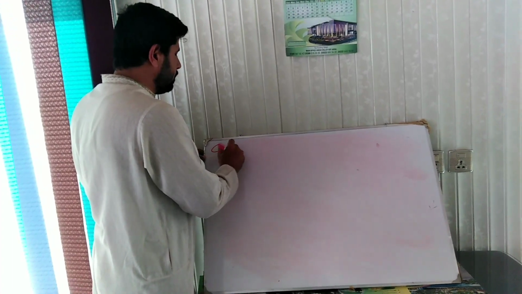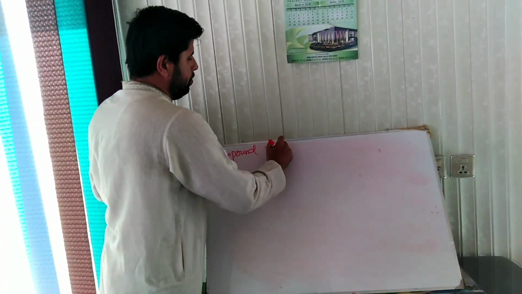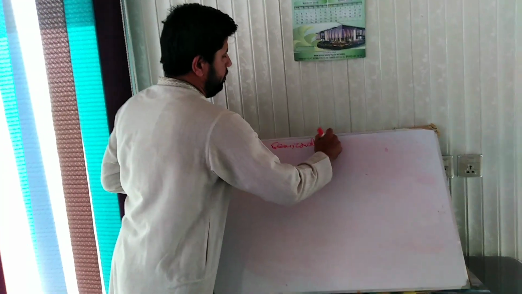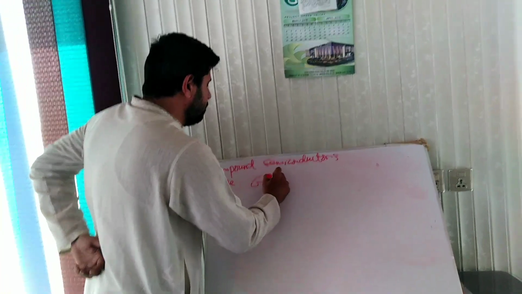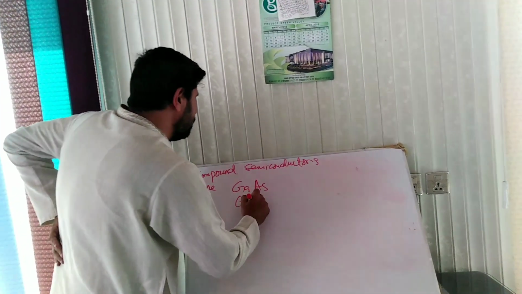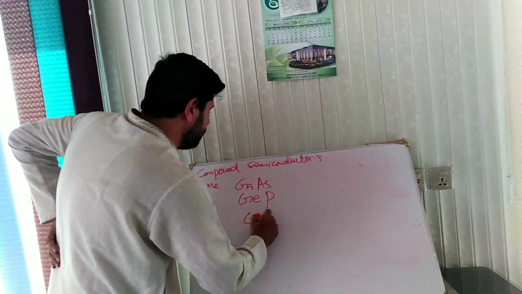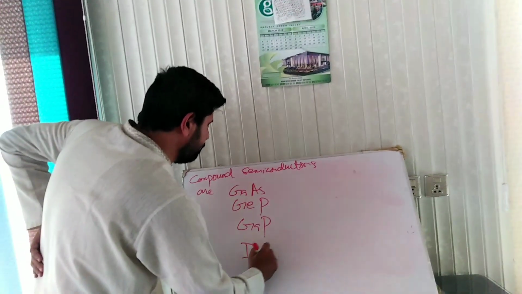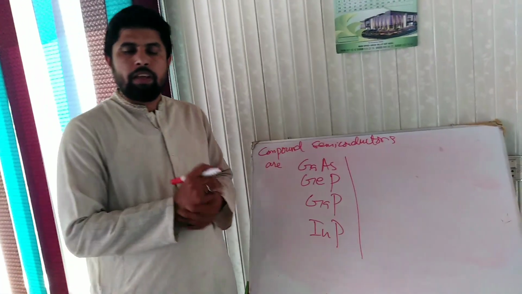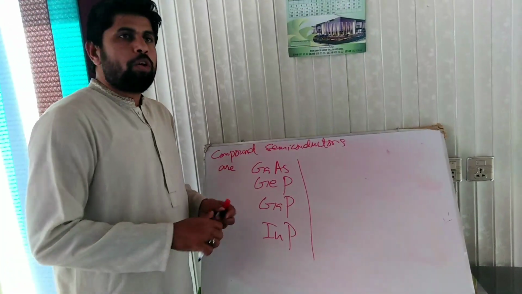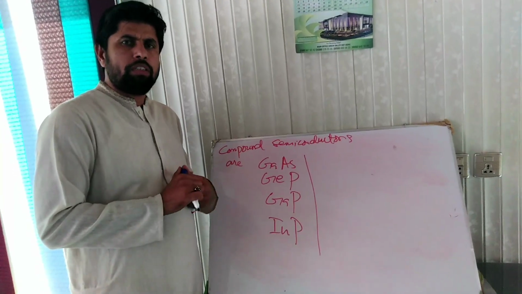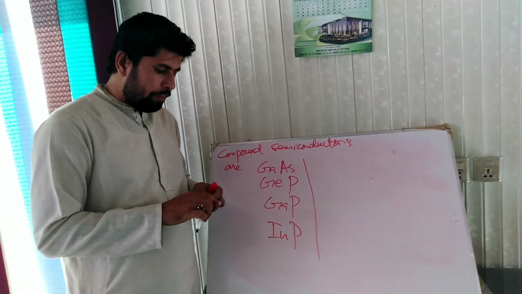And then we have compound semiconductors. Compound semiconductors are like gallium arsenide, gallium phosphide, indium phosphide, and so on. So these belong to group 4. Group 4 means they have 4 electrons in their valence shells.